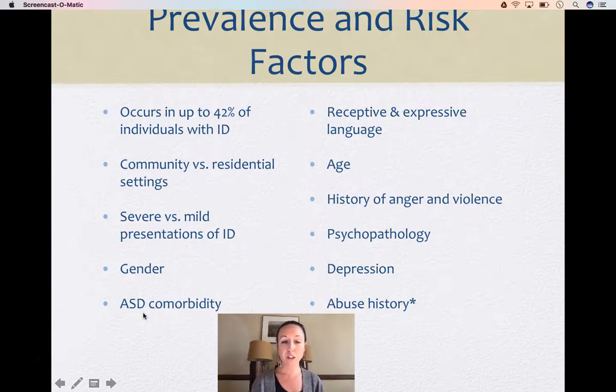When we start Module 2, we'll talk about autism spectrum disorder as it relates to intellectual disability. The two are commonly thought to co-occur, and that's not the case. Most people with an autism spectrum disorder do not have an intellectual disability, but if they do have both, we can see more aggressive behaviors. Also, the level of receptive and expressive language. If we have deficits in those areas, you could think why you might see some more aggressive behavior occurring. Age, usually around 20 to 35 years of age is when we see the most occurrence of aggressive behavior. Additionally, if an individual has a history of anger and violence, that puts them at higher risk for having aggressive behavior. Psychopathology, so co-occurring difficulties with mental health, specifically depression, and also if they have a history of being abused. What will happen then is that we'll also see a higher risk of aggressive behaviors later on.